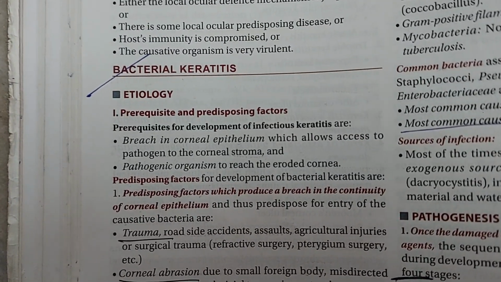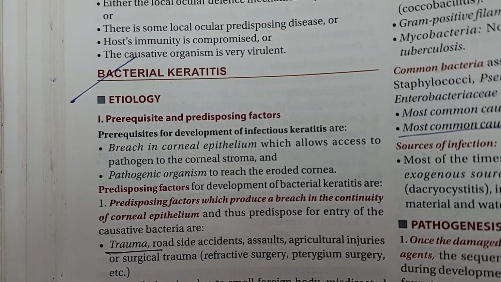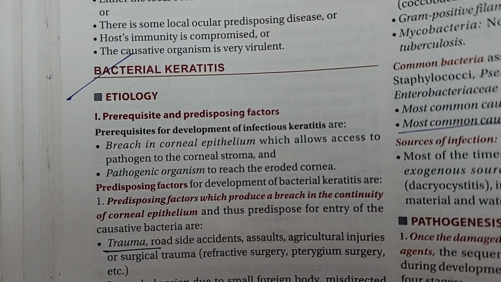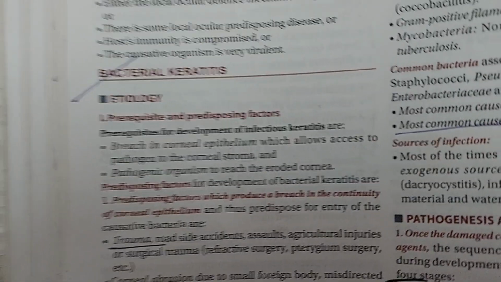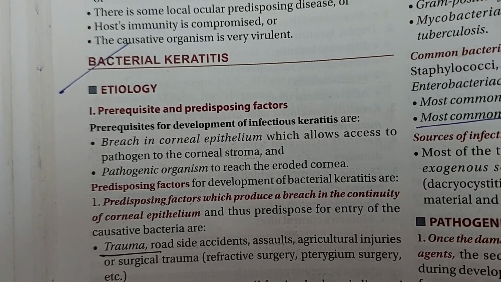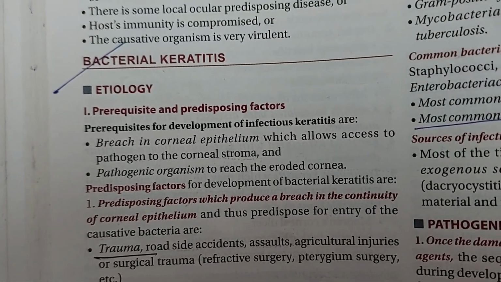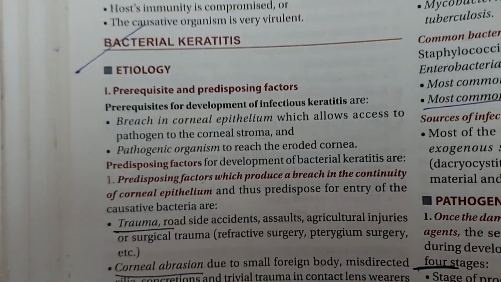If there is some irregularity or breach in the corneal epithelium, it can easily allow the bacteria to enter into the corneal stroma and cause keratitis, that is inflammation or infection. Next, a pathogenic organism to reach the eroded area. First, you need a breach in the corneal epithelium, and along with it you need a pathogenic organism to cause the keratitis. Next, what are the predisposing factors?